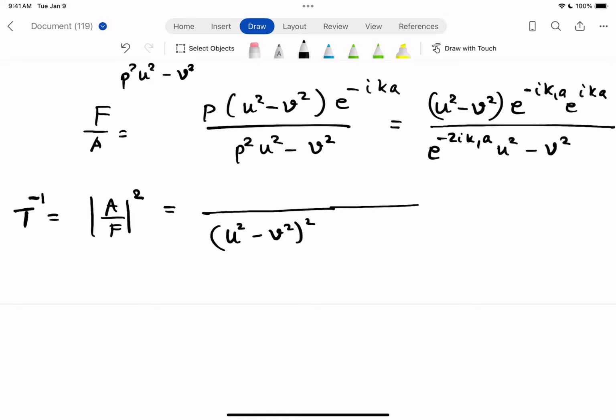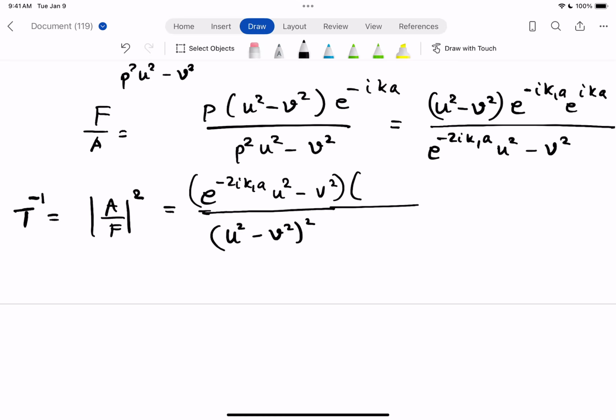And in the denominator, let me just work this out for you in detail, just in case any of you are not completely familiar with this. So I'm going to write the denominator as is, and then I'm going to multiply it by its complex conjugate, and we'll see what happens. E to the power of minus 2I k1a u square minus v square.